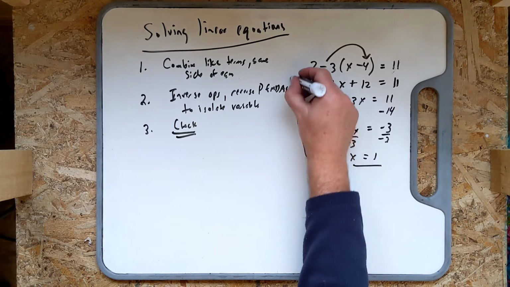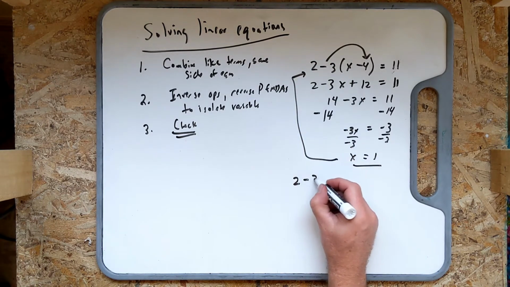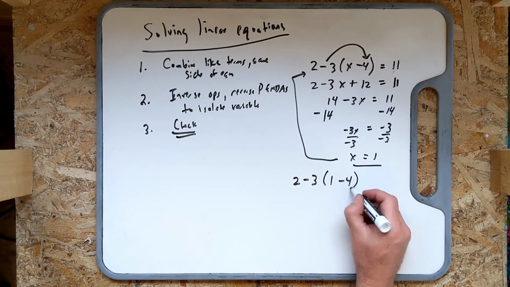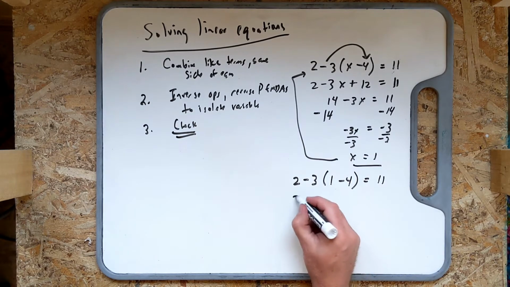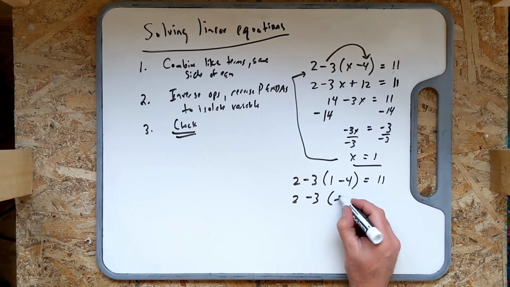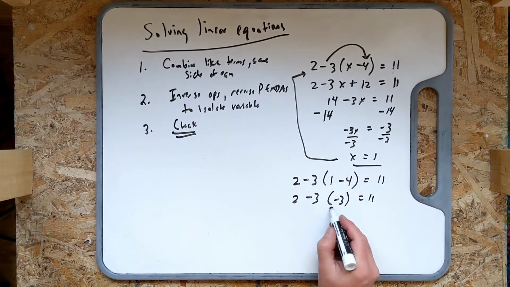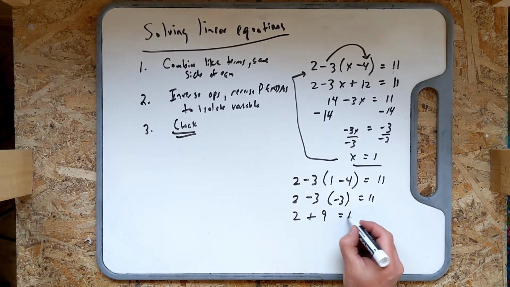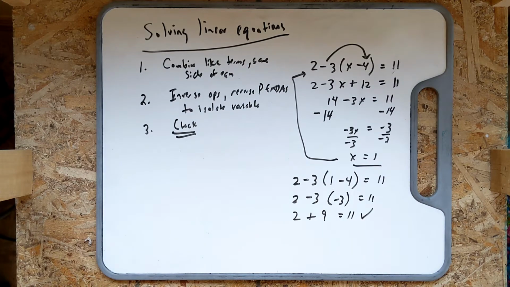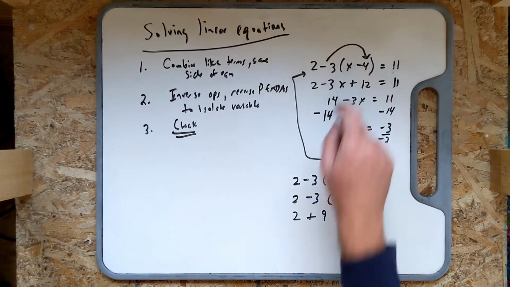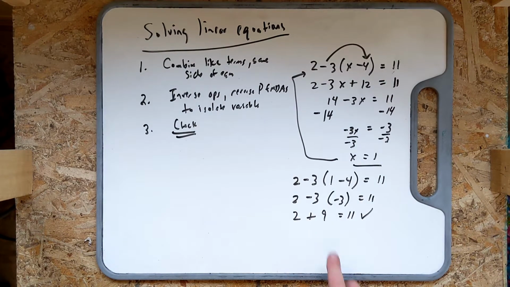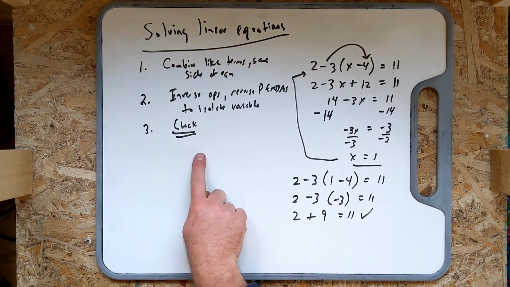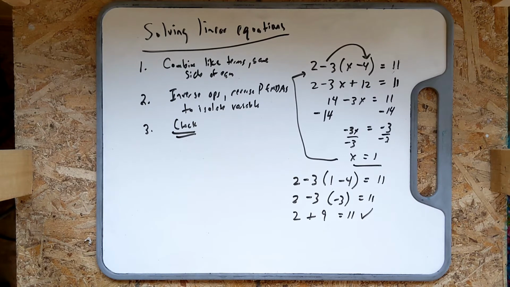When you check, go back to the original. 2 minus 3, 1 minus 4 equals 11. 1 minus 4 is negative 3, so 2 minus 3 times negative 3, which is 2 plus 9, equals 11. And it works. Okay, that is by far the most common error. The other common error is not to check and to see that you did an error. So make sure you do both of those.